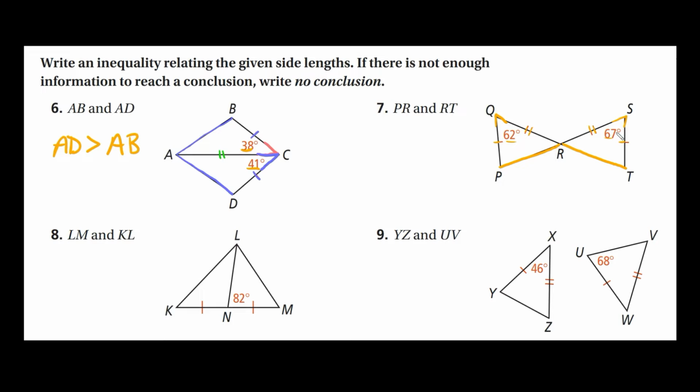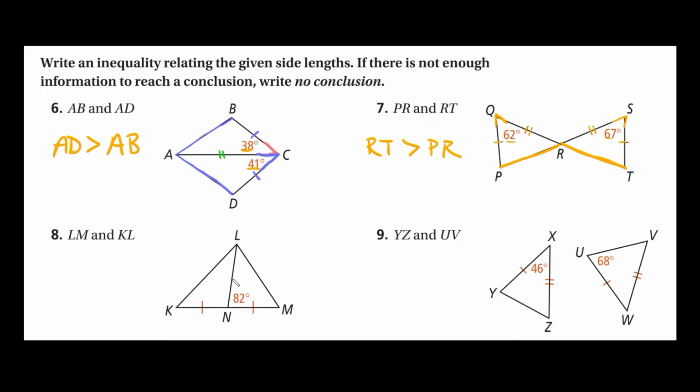So the bigger number is 67, right? So that means RT is greater than this side right here, which is PR. Okay. Number 8, LM and KL.